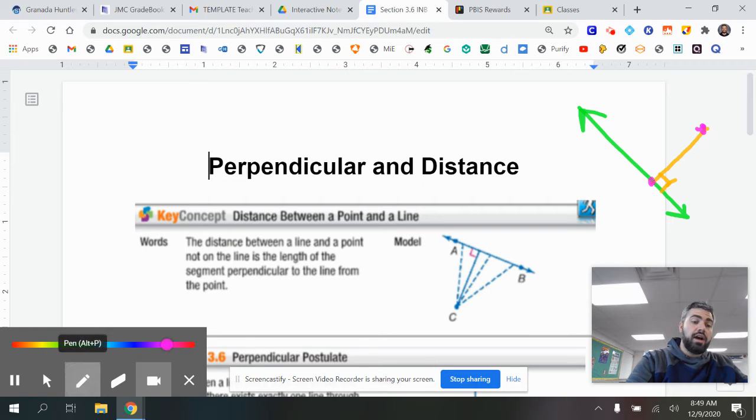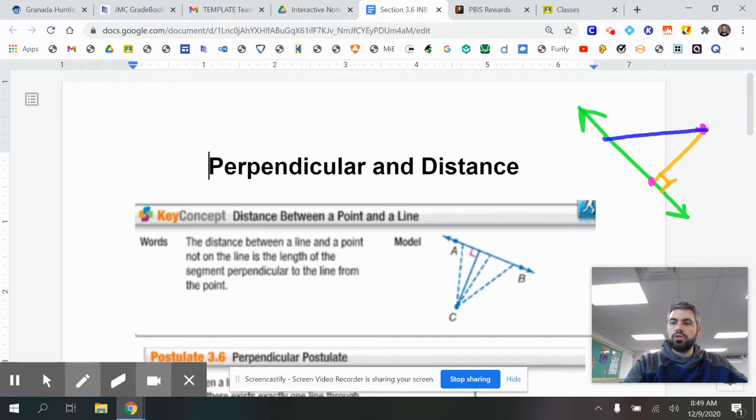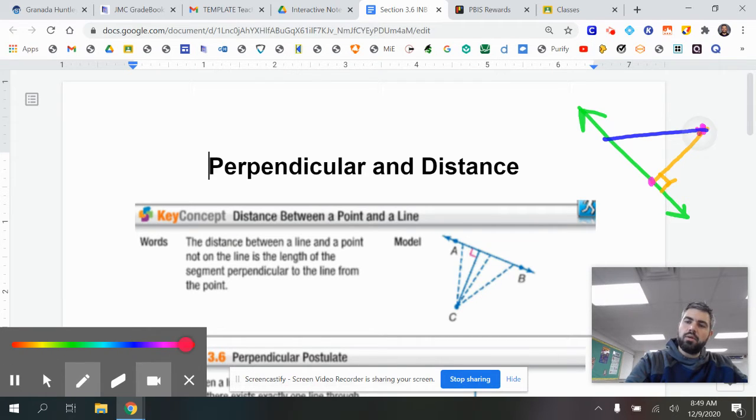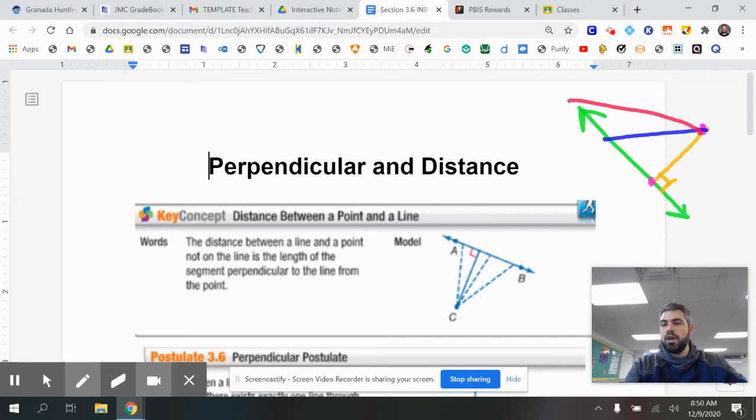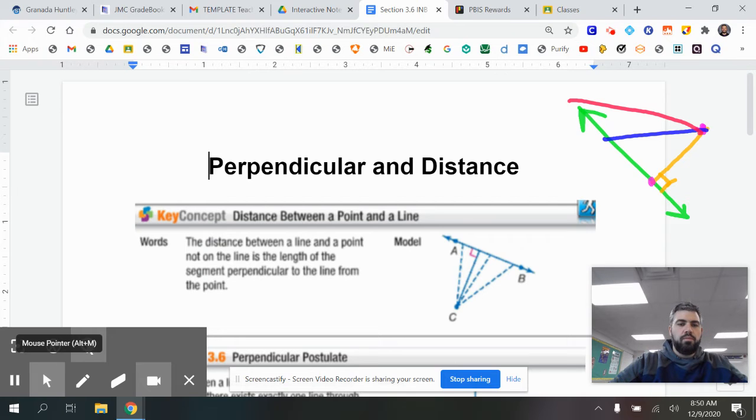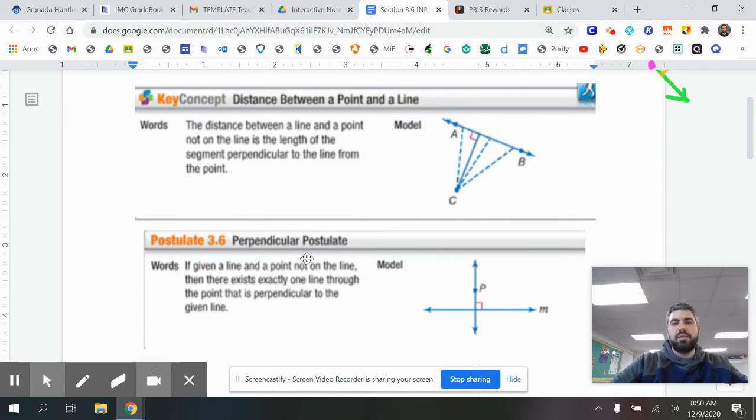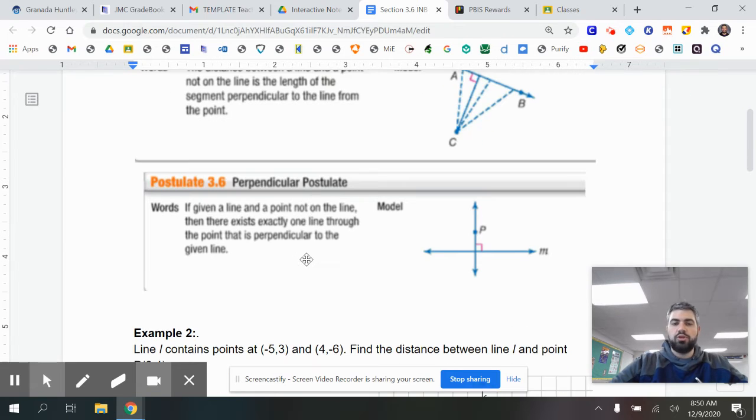Now, we could draw another line from that point to our line right there, but you'll notice that that line is longer. Also, if we did another one over here, that one's even longer, right? So the shortest distance from that point to our line is a perpendicular line. So it basically says that between any line and a point not on that line, there is exactly one perpendicular to that line, which we know to be true. And so that's our Postulate 3.6 that we're going to be using today.